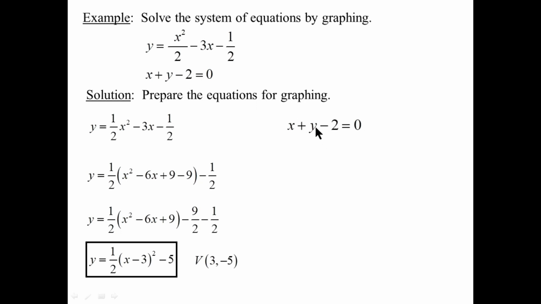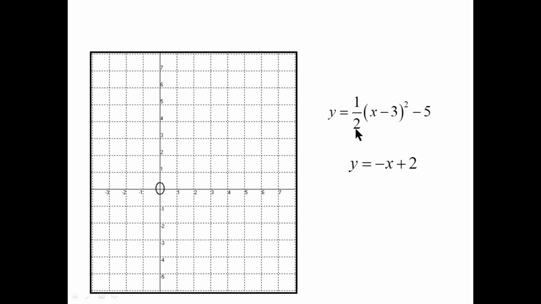Here's the linear equation. Isolate y, and we have y equals -x plus 2. Looks like mx plus b. Carrying them forward to a grid. Here's our work. Let's start with the parabola again. Go to the point (3, -5). Let's carefully go to (3, -5) and put a point there.